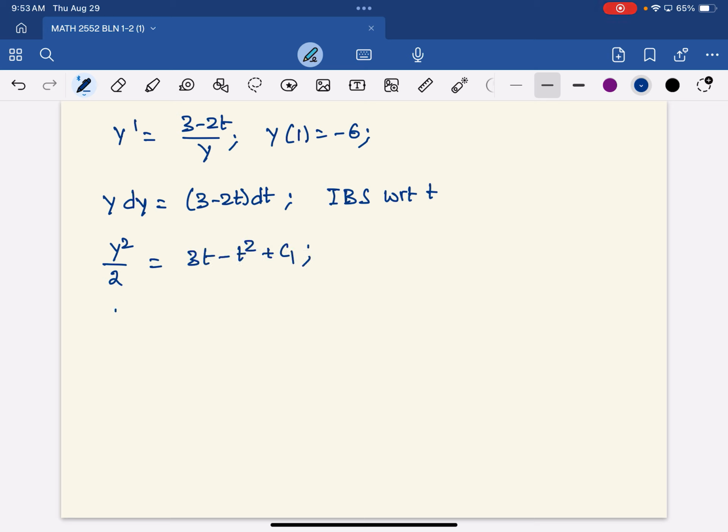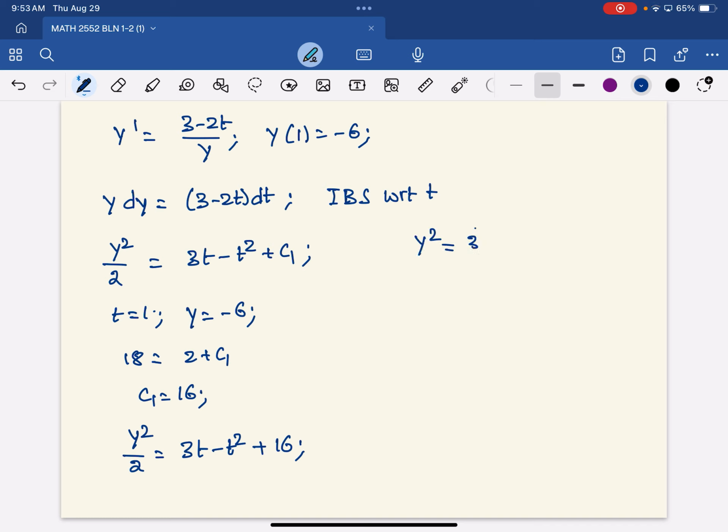Then you want to use your initial value t equals 1, y equals negative 6. That gives me 18 equals 3 minus 1, 2 plus c1. So c1 is 16. We had a pretty good discussion on this problem. At that time, I think the question was, can we distribute 2? Of course, yes. We got y squared is going to be 6t minus 2t squared plus 32. Do you agree with me on that?